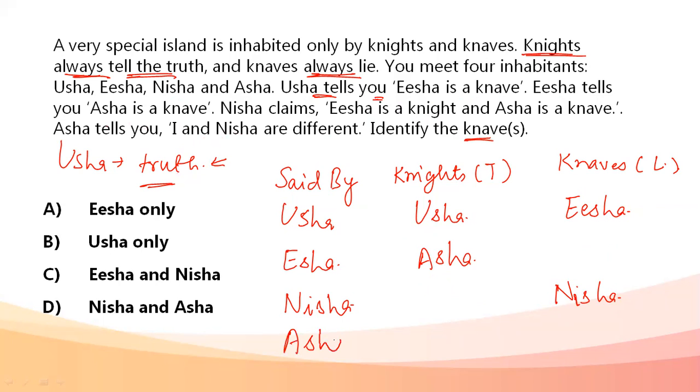Now, next thing, Asha. Asha says I and Nisha are different. Now, since Nisha is a knave, Asha becomes a knight. I need to identify who the knaves are. According to the table we have formed, Isha and Nisha become knaves. Isha and Nisha is given in the options. Okay, so the assumption that we made, Usha is telling the truth, is correct. My answer is option C, that is Isha and Nisha are knaves. So our assumption was correct. Important thing is to always assume one of them is telling the truth. Otherwise, we will not be able to progress with the question.